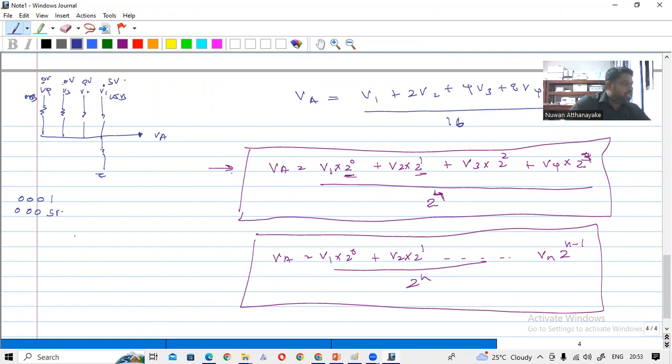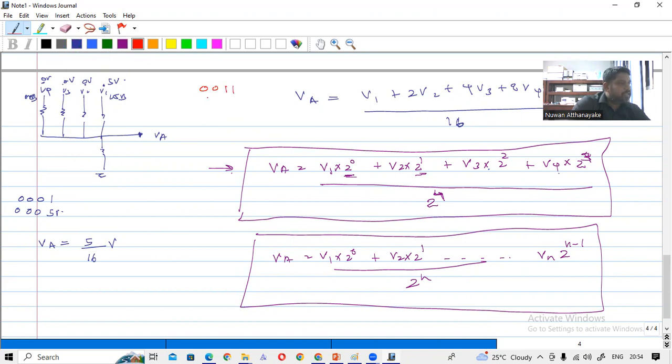So what is the VA at that time? I think you can calculate. V1 is 5 volt, V2 is 0, V3 is 0, V4 is 0. So you have 5 volt divided by 2 to the power 4, which is 16. So you have this voltage. So if your input bit stream is like this, what happens?